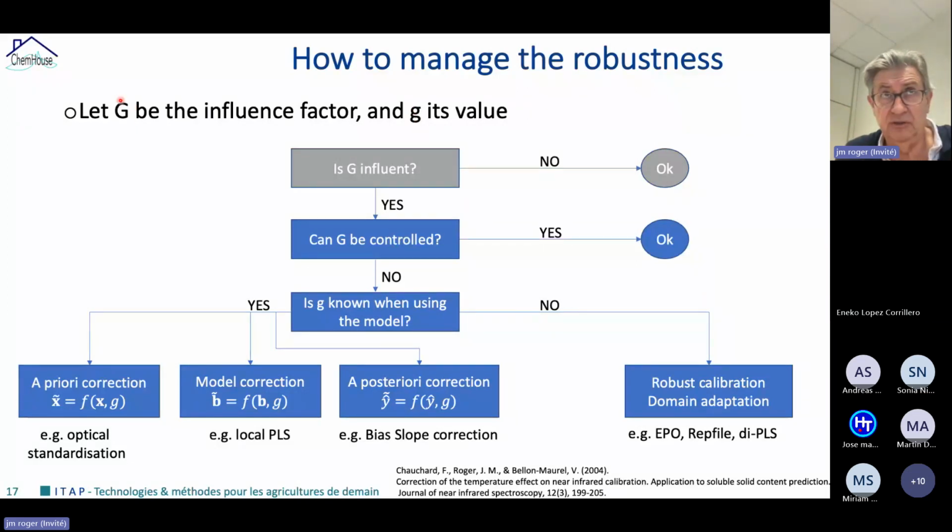So for example, if G is the temperature, G could be 10, 12, etc. If G is the spectrometer, the type of spectrometer, G could be 1, 2, the first, second, or third spectrometer. Okay, could be discrete also. So first question is, is G, this factor, influent?